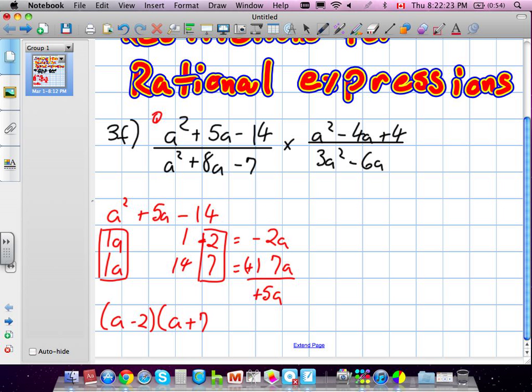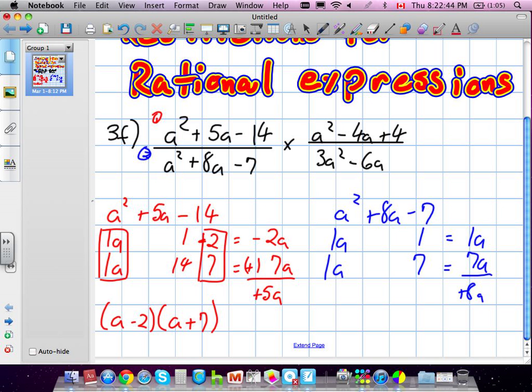Factor the second guy here. a squared plus 8a minus 7. All right, let's do this one quickly. So we know we have 1a, and 7 is a prime number. Works out pretty good because we know we've got to get positive 8a. These are our only options: 1a and 7a, and they both have to add, so they both need to be positive. a plus 1, a plus 7. That makes sense? Okay.